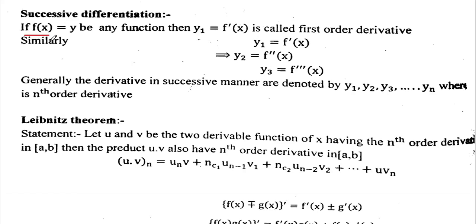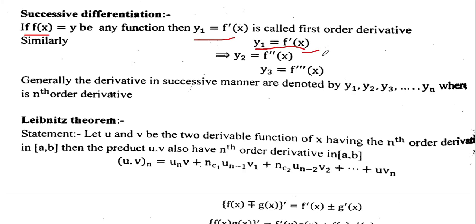Let f of x equal to y be any function, then y1 equal to f dash of x is called a first order derivative. Y1 means this represents the differentiation with respect to x. It can be written as y1 equal to f dash of x, or dy by dx, or f dash of x. So this is the first order derivative of the function f of x.